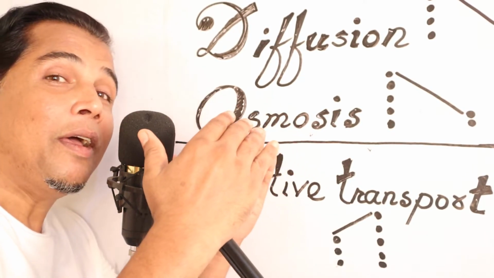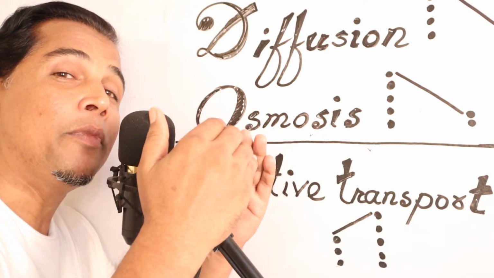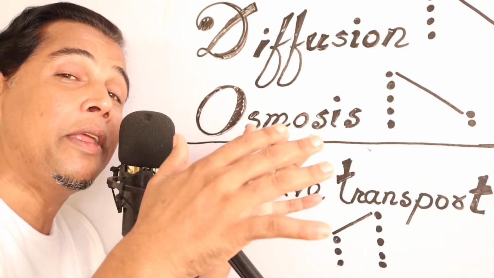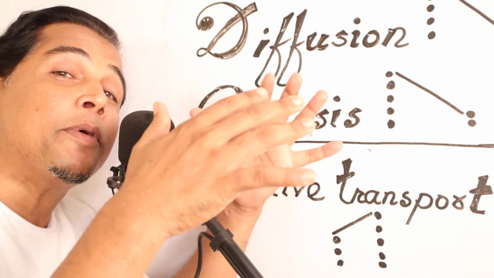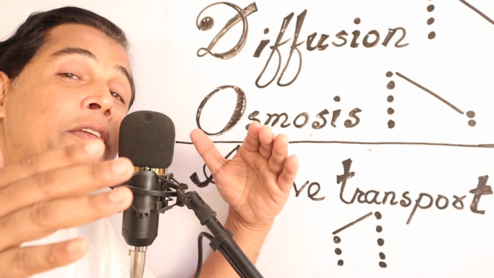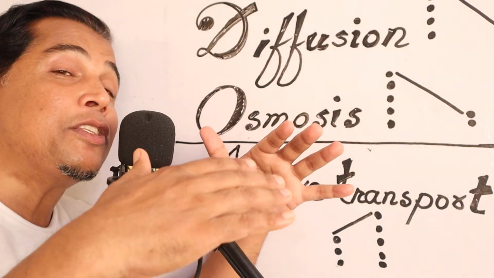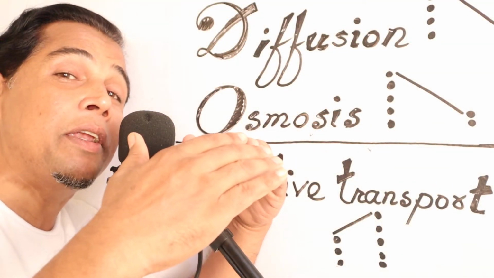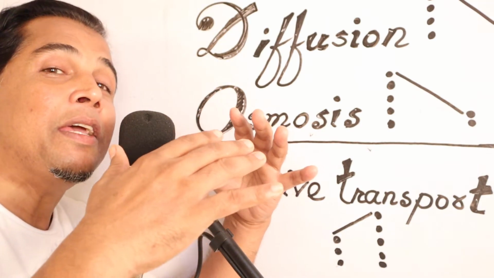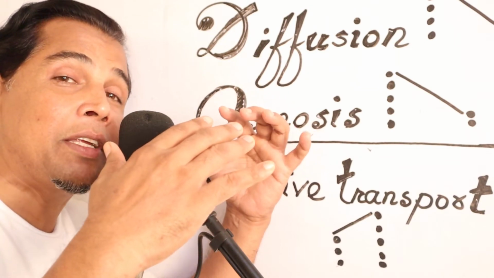If you spray a scent at the corner of a room, it will spread throughout the whole room, and the spreading will continue until it is evenly spread. So the journey from higher concentration to lower concentration is diffusion. Basically, diffusion takes place in liquid and gaseous things.